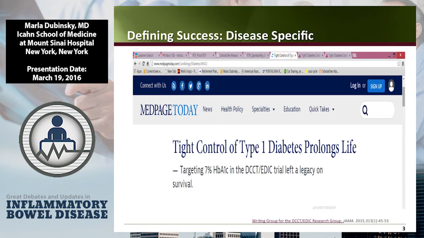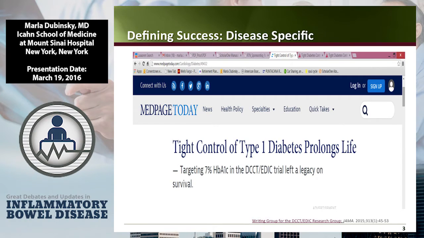Now, tight control and treat to target, the diabetic literature has really gone out on a limb and said, hey, if you could keep an A1C, hemoglobin A1C, less than 7%, it prolongs life. They've actually talked about the legacy of survival tied to a target.